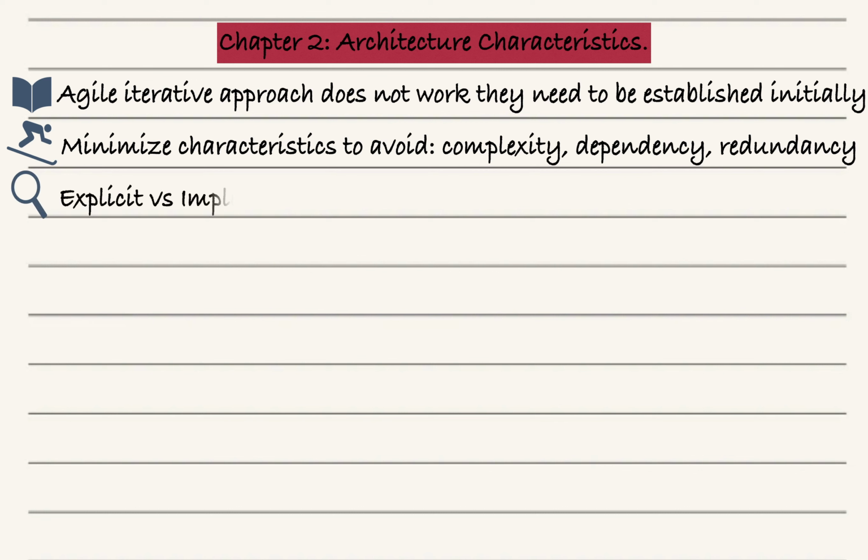Now let's delve into the differences between explicit and implicit characteristics. Explicit characteristics are those explicitly stated in the requirements. For example, a requirement might state that the system should support high availability. Implicit characteristics, on the other hand, are not explicitly stated but are assumed. Take security, for example. No stakeholder will explicitly demand that the application should be secure. It's a given. But understanding these implicit needs requires deep, domain-specific knowledge.